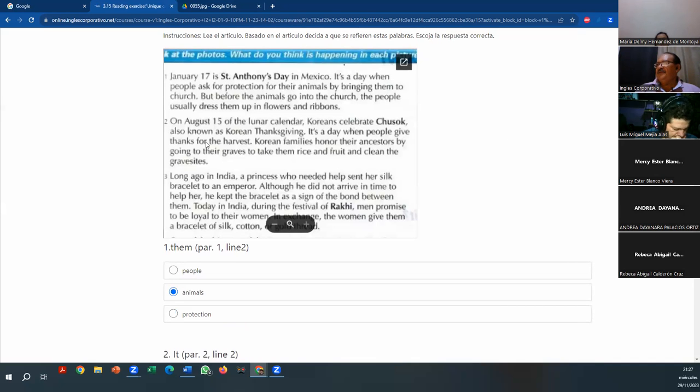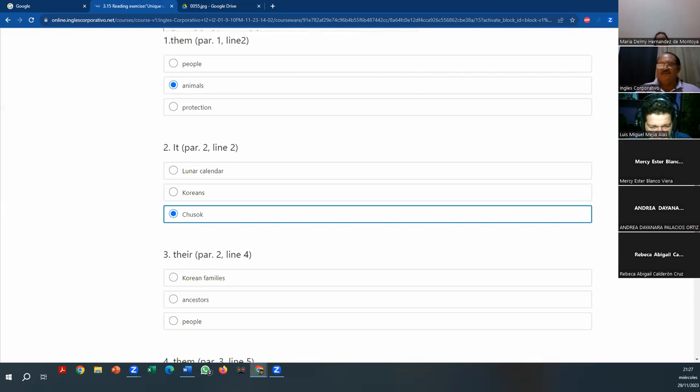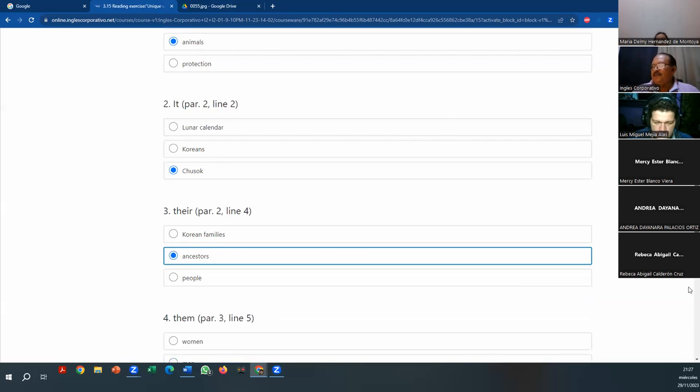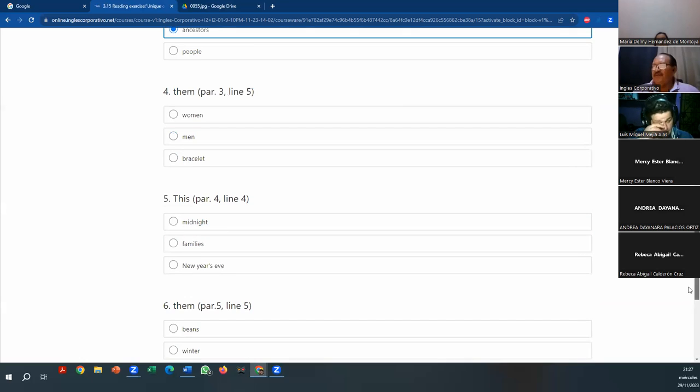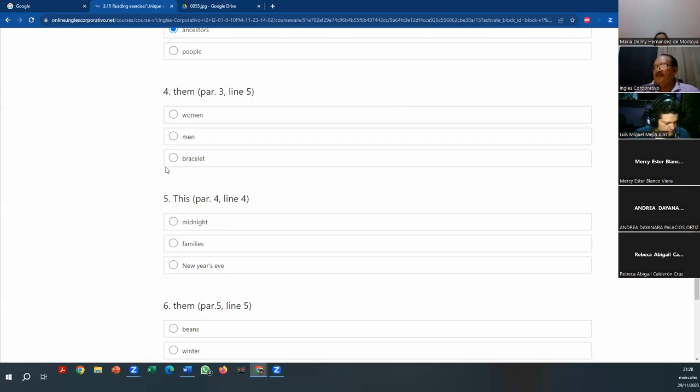Part two, line four: people give thanks for the harvest. Korean families honor their ancestors by going to their graves. So is it Korean families, ancestors, or people? Ancestors, okay, good. Them in part three refers to women, men, or bracelet? Compared to their women, in exchange, the women give them. Okay, women.